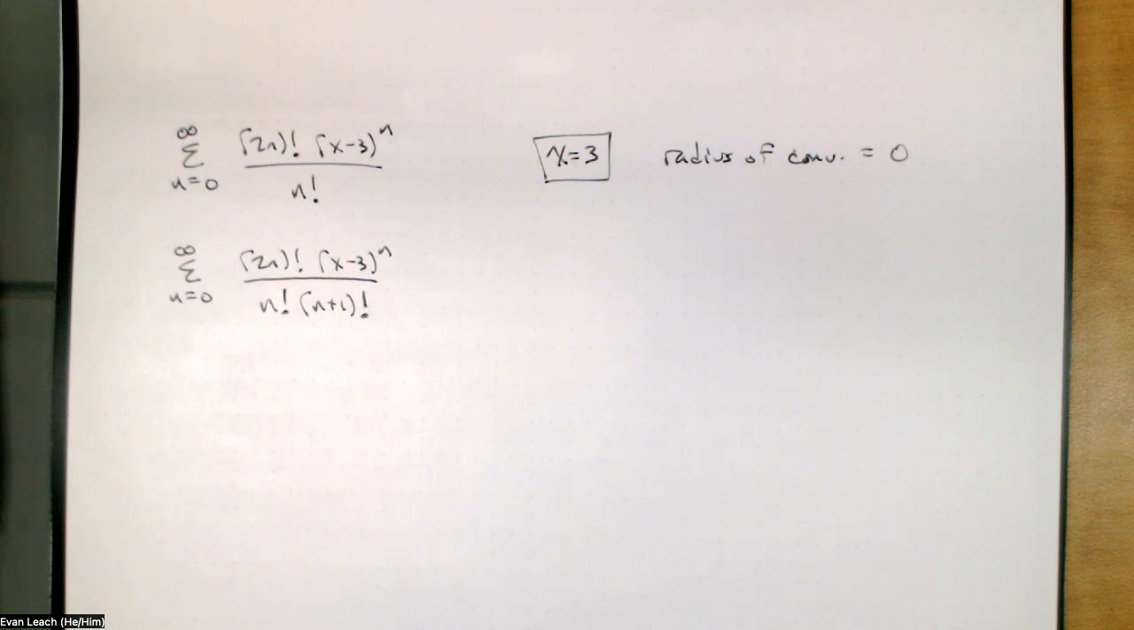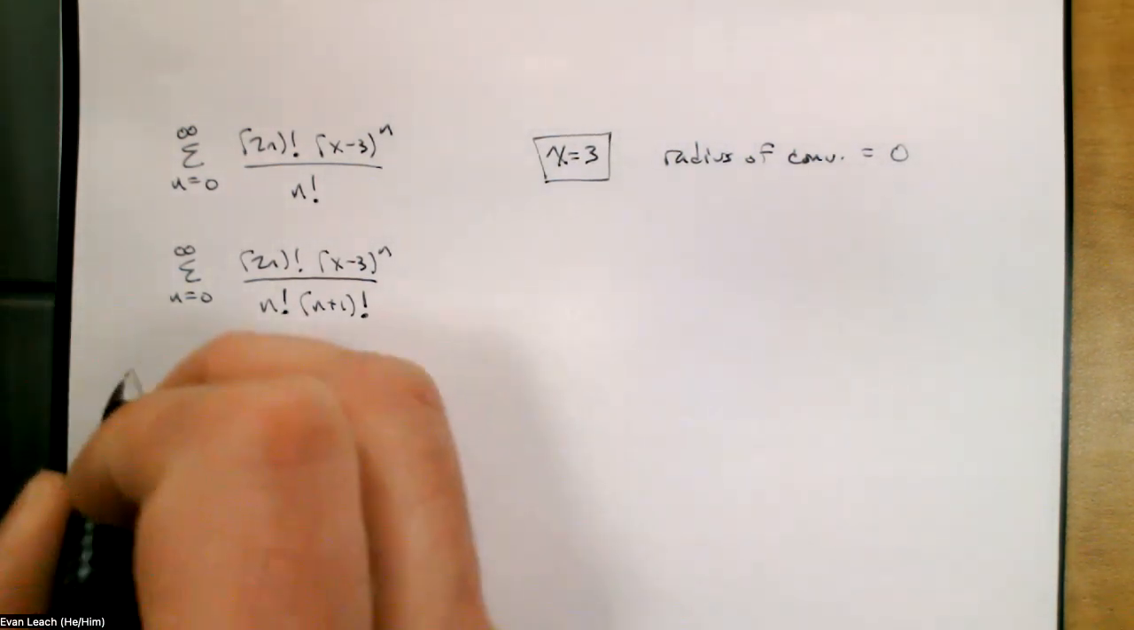2 n's in the numerator, 2 n's in the denominator. This is going to balance out. It's going to balance out, and our radius of convergence is going to be 1/4. Let's do the ratio test and find out.